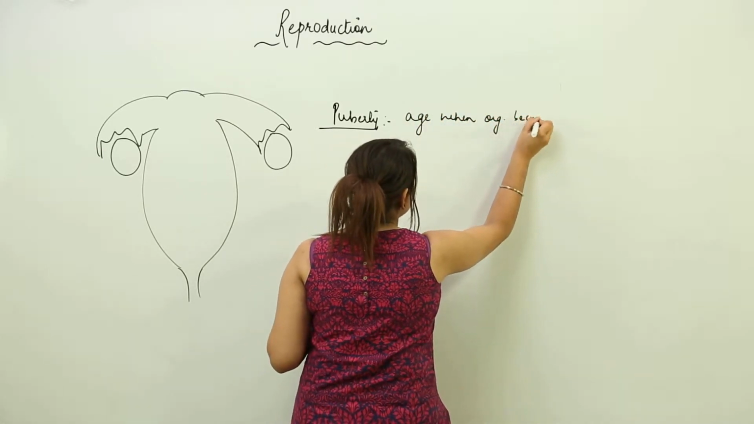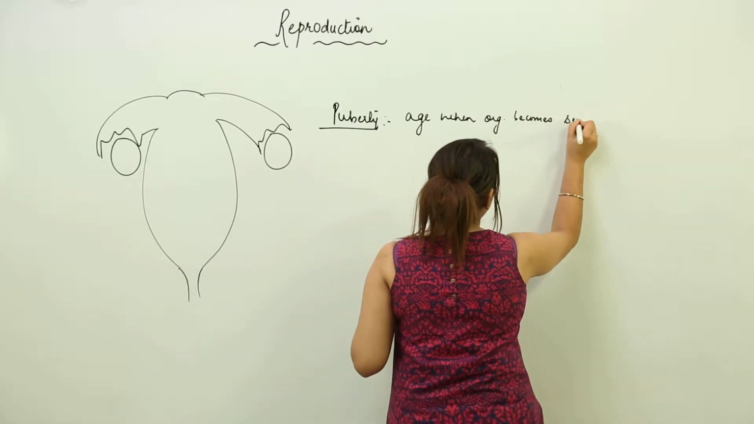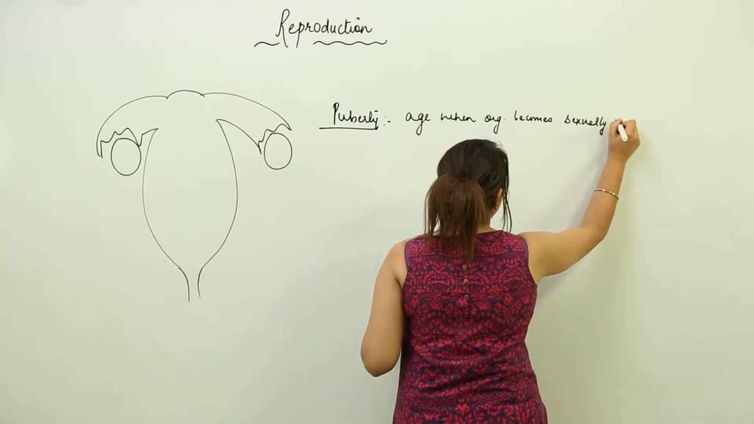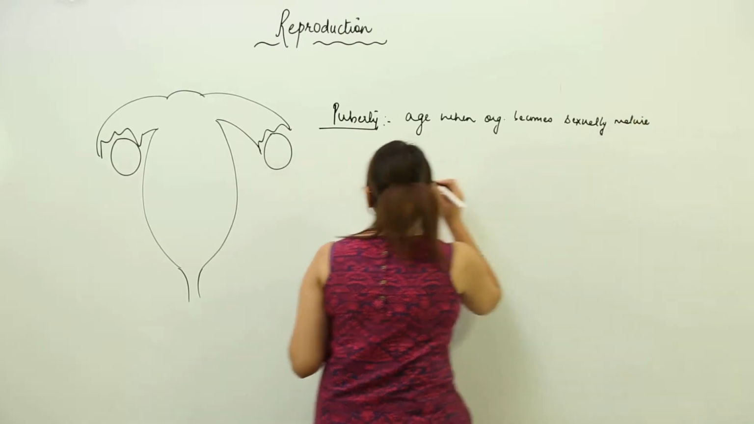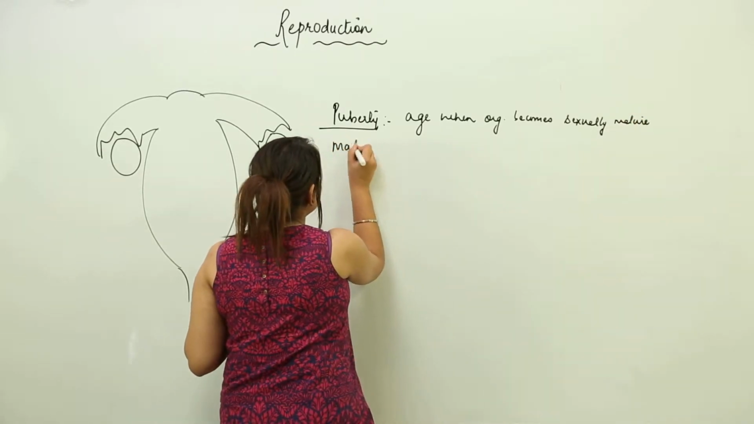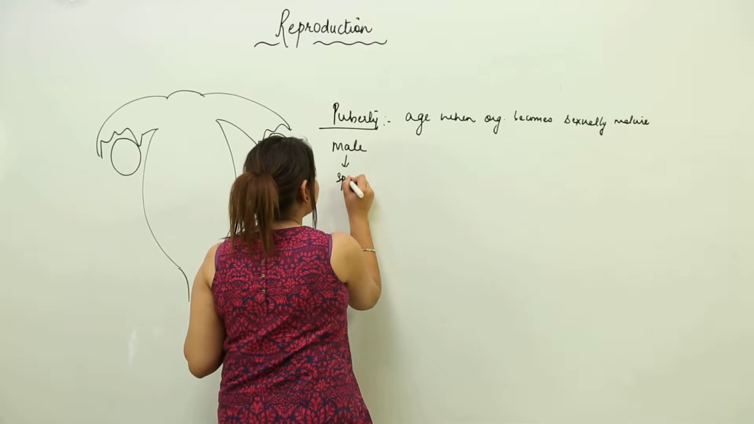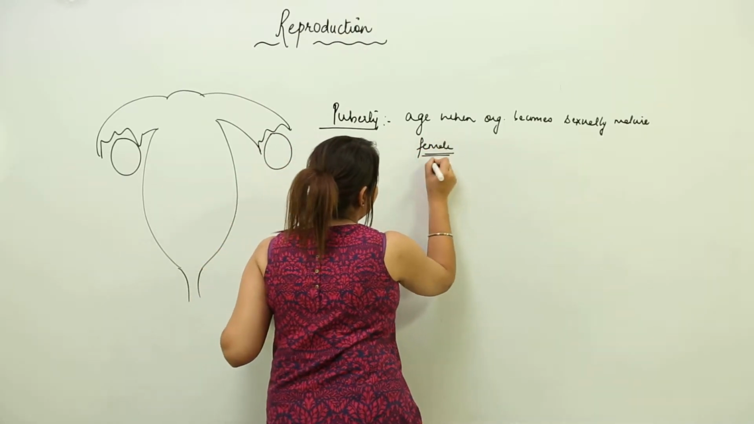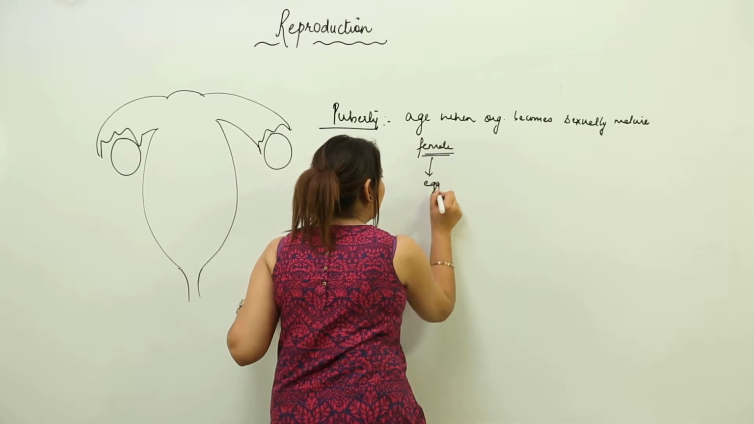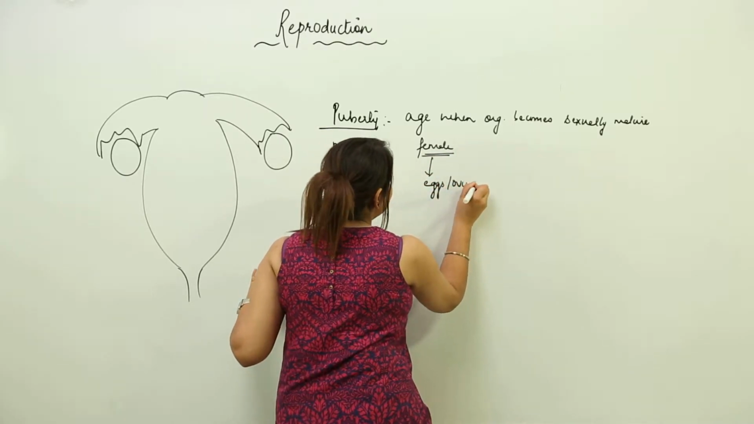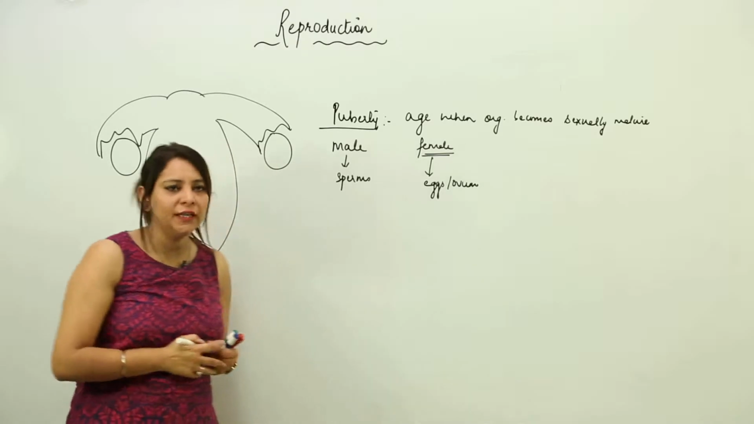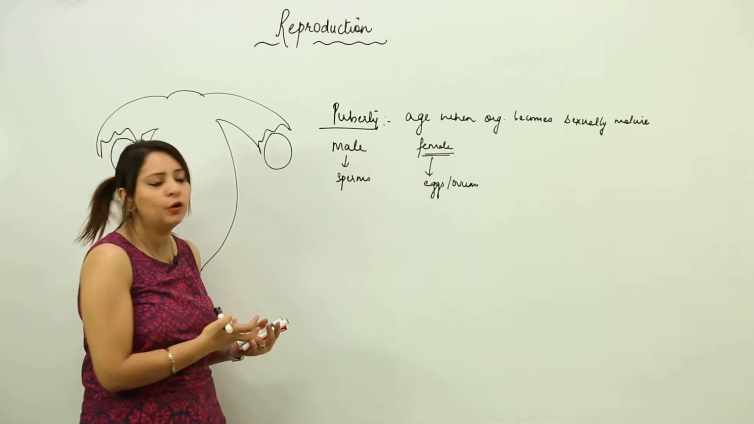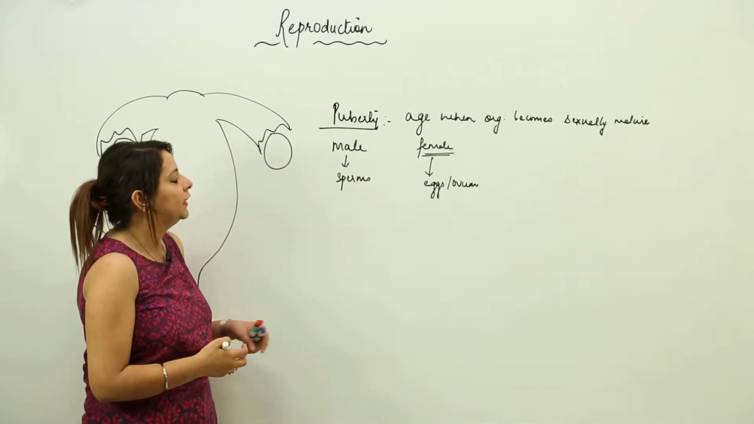the organism becomes sexually mature. That means males start producing sperms and females start producing eggs, or we can say ovum. So this is actually puberty. Since puberty, the sperm formation and the egg formation starts in humans.